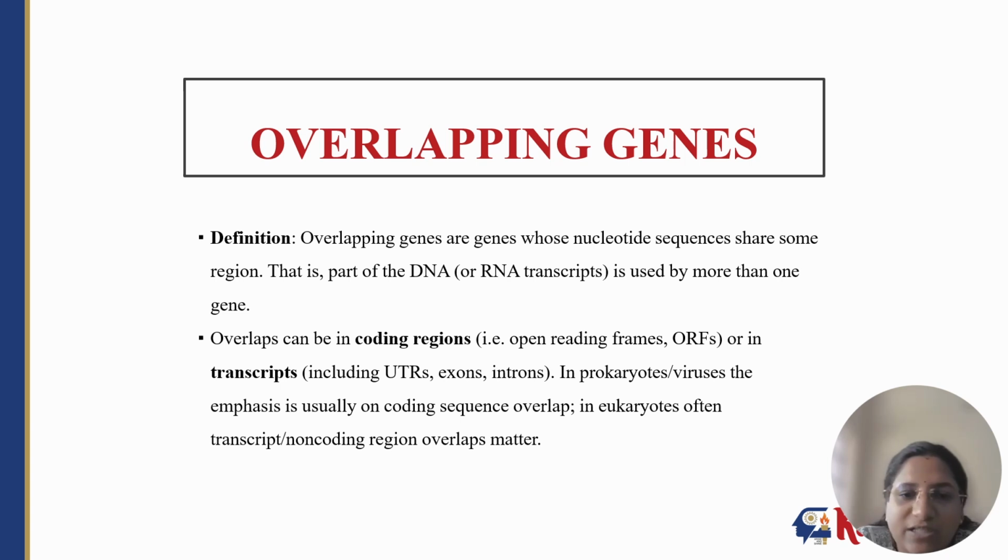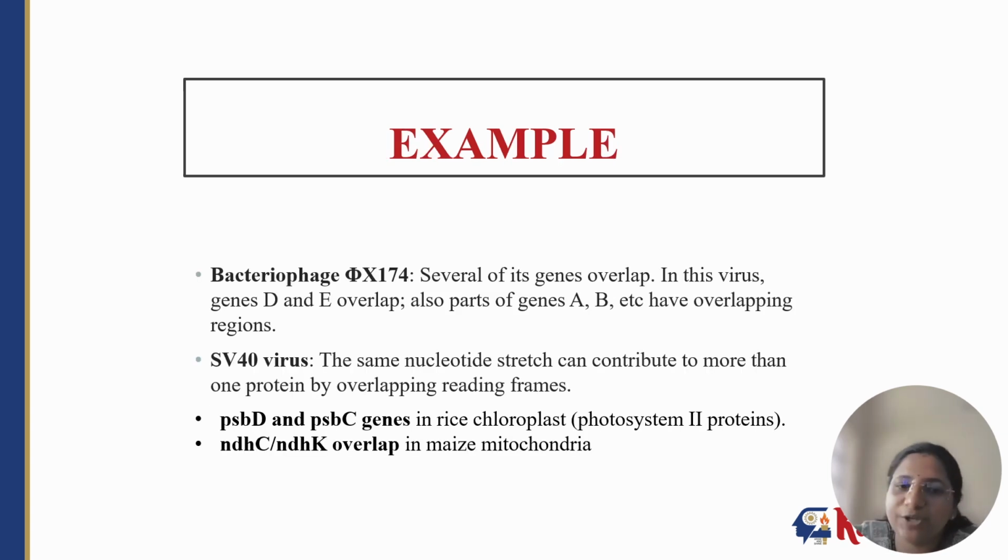Overlapping genes are genes whose nucleotide sequences share some region, that is, part of the DNA or the RNA transcript is used by more than one gene. These overlaps can be in the coding regions or in the transcripts. In prokaryotes and viruses, the emphasis is usually on coding sequence overlap. In eukaryotes, it is often transcript or non-coding region overlap that matters. For example, bacteriophage, SV40 virus and other viral genes are examples of overlapping genes.